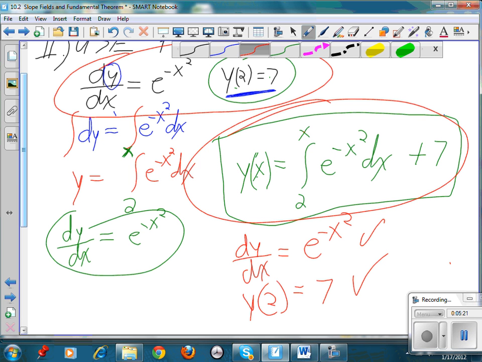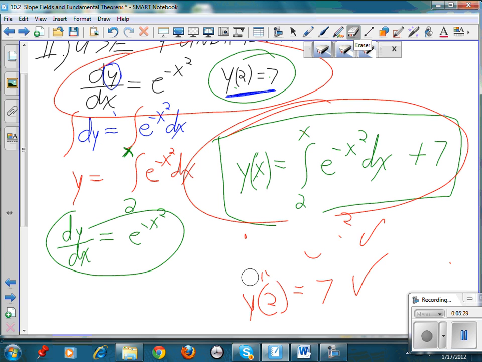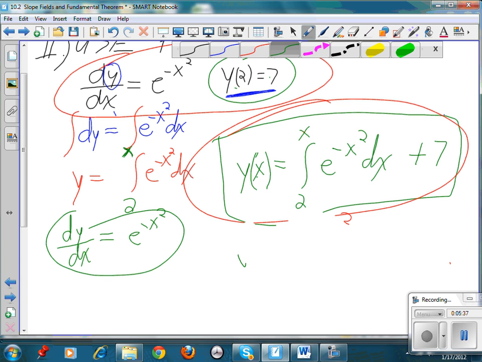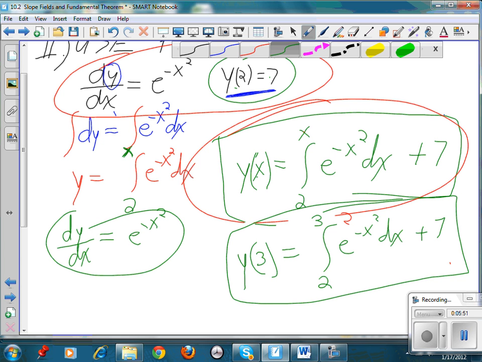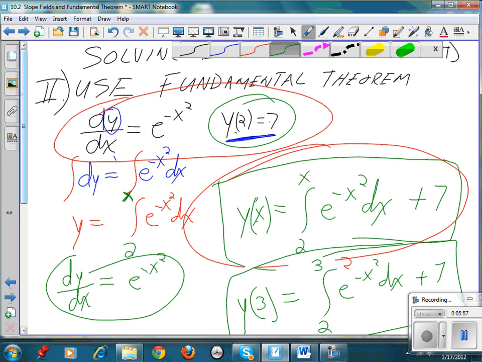Now, the thing is, I can use my calculator, for instance. The question might ask you, okay, find what y of 3 is equal to. Well, y of 3 is just going to be the integral from 2 to 3 of e to the minus x squared dx plus 7. Okay? So, I haven't integrated here, but I actually do have a solution. I write my solution as an integral equation. Pretty slick, huh?